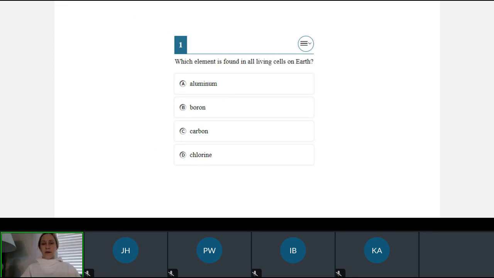All right. Somebody want to read? Pip first, and Ireland, you'll take the next. Which element is found in all living cells on Earth? A, aluminum, B, boron, C, carbon, or D, chlorine.